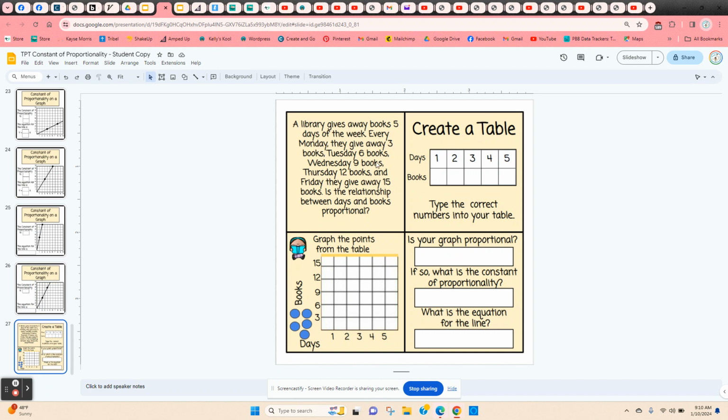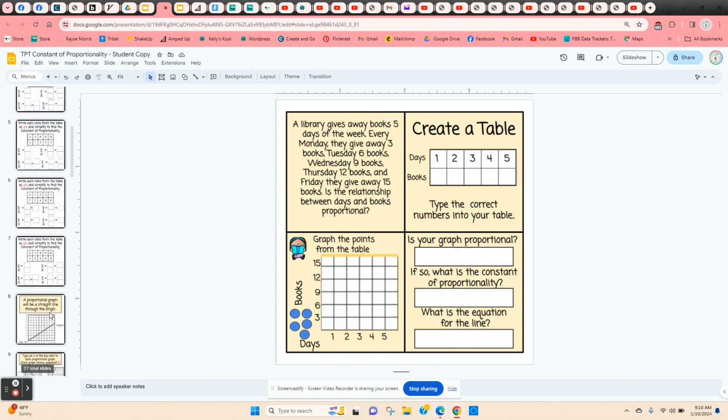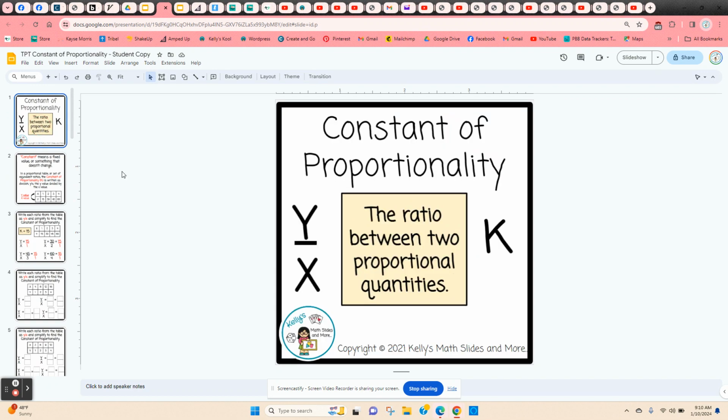They have to take those values, create a table. From the table, they're going to create points to plot on the graph. They're going to answer the question, is your graph proportional? If so, what's the constant of proportionality? And then what is the equation for the line? So that is a digital lesson, constant of proportionality.